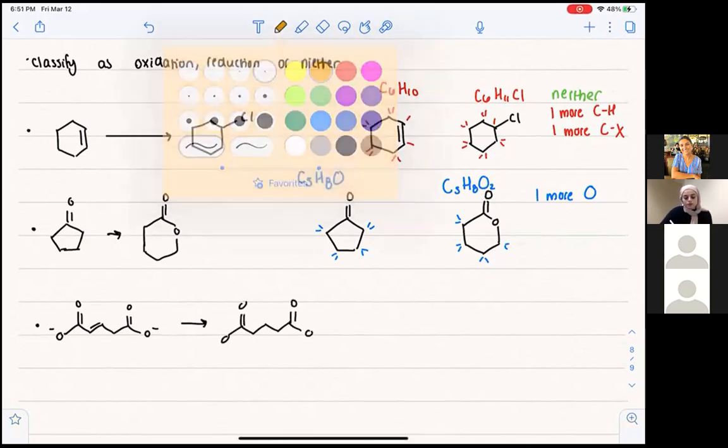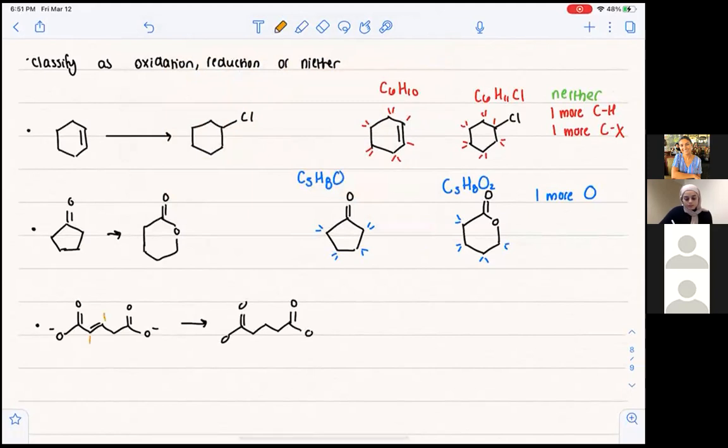So I'm just actually going to draw directly on this one. Here we have 1, 1, and 2 giving us C5H4O4. Here we have 1, 2, 3, 4, 5, 6 giving us C5H6O4. So we have 2 more hydrogens.